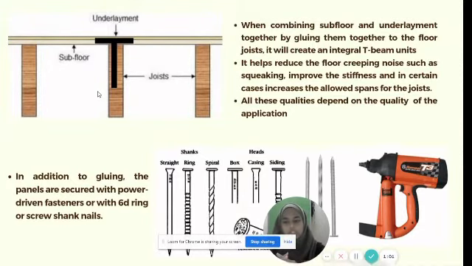And in addition to gluing, the panels are secured with power-driven fasteners or with 6D ring or screw shank nails. So that is all from me for the topic of wood subflooring. Moving on to the next topic.